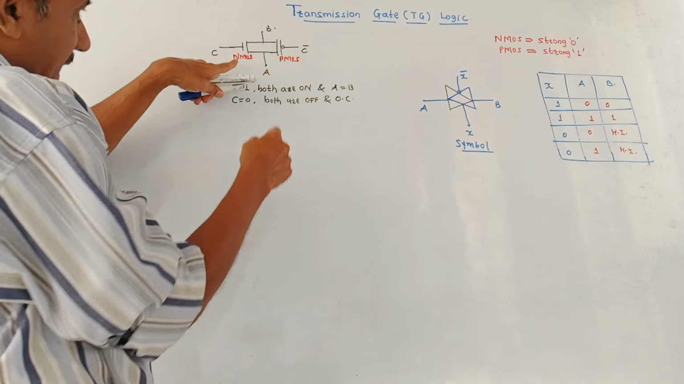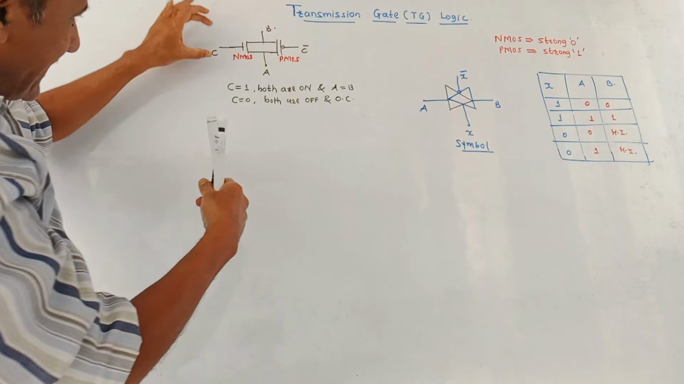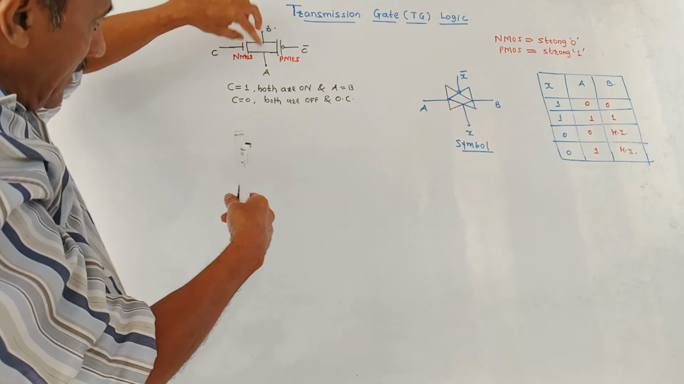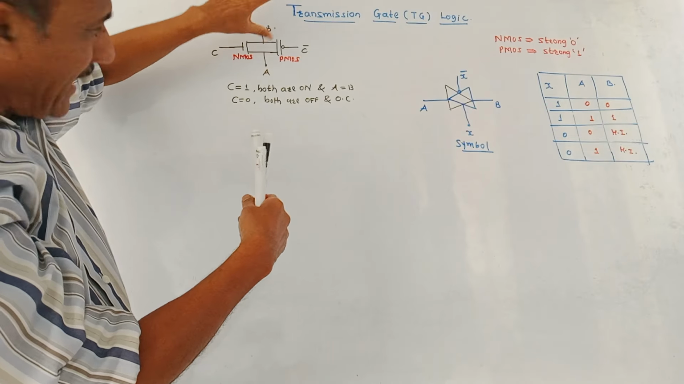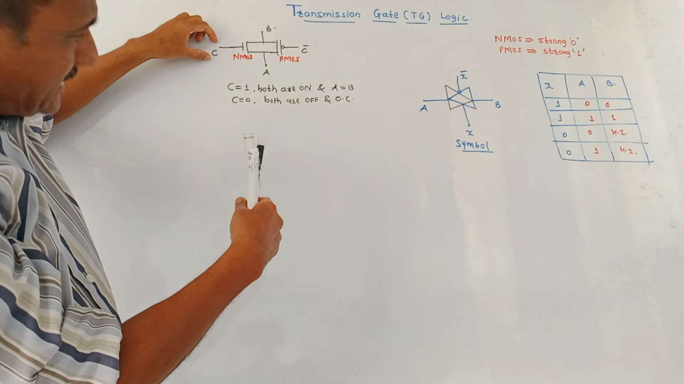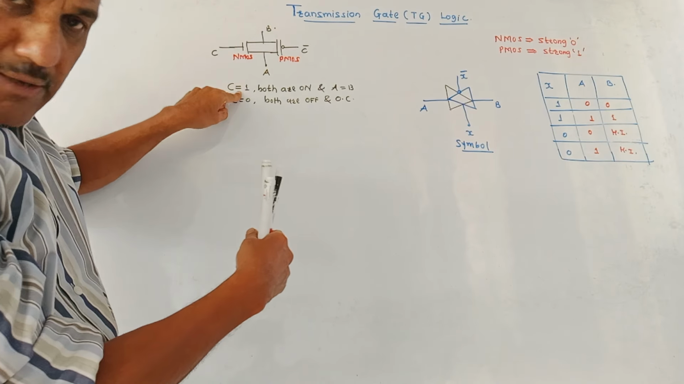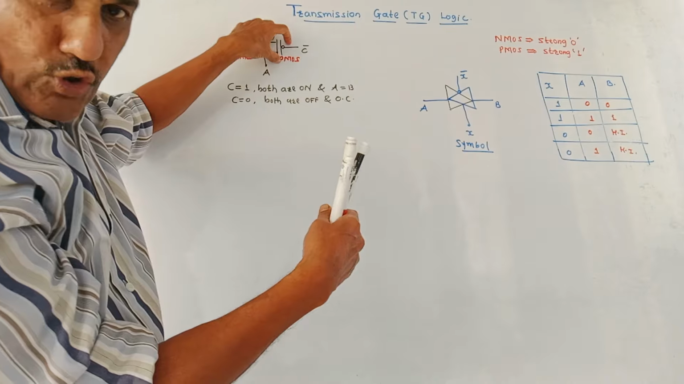This is shown in this diagram. So this is NMOS, this is PMOS, which are connected in parallel. C and C bar are control signals. A and B are the signals which are taken out from either side. So if C is equal to 1, NMOS is on. Now C is 1 means C bar, the complement of C, is 0. So PMOS is also on.